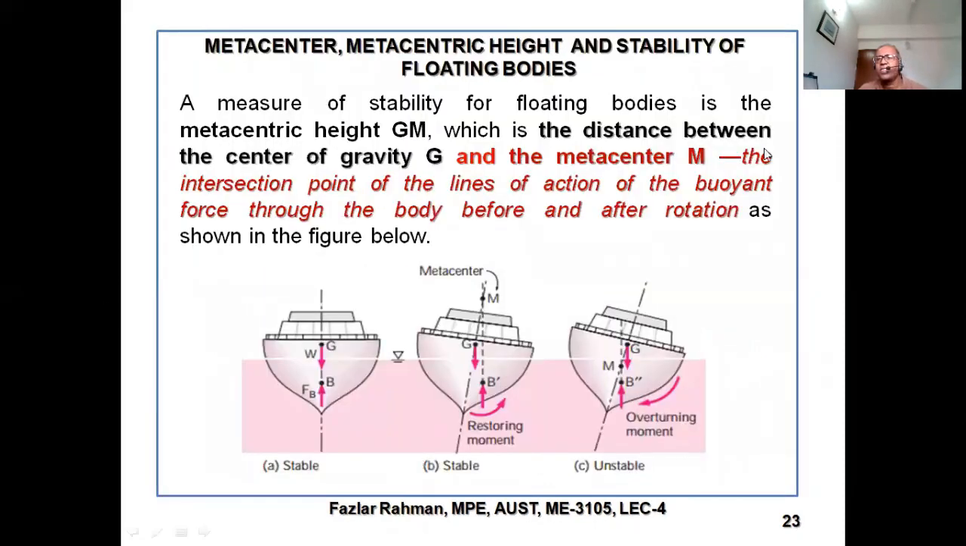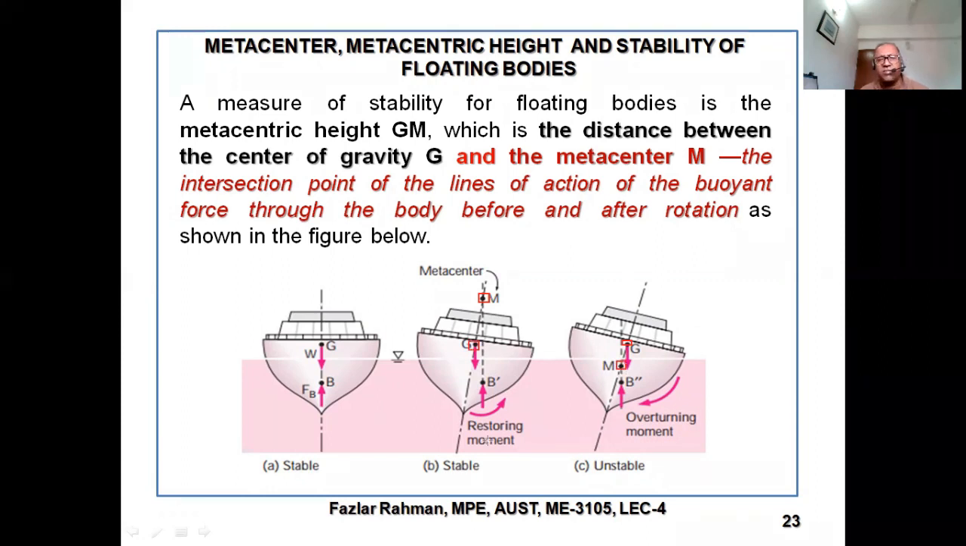Now, right over here, there is a parameter or definition. By fixing that parameter, you can make a boat more stable and avoid the overturning moment. The measure of stability for a floating body is the metacentric height. What is the metacentric height? It's GM. If you look at the middle figure, this height GM is called the metacentric height, the distance between G and M.